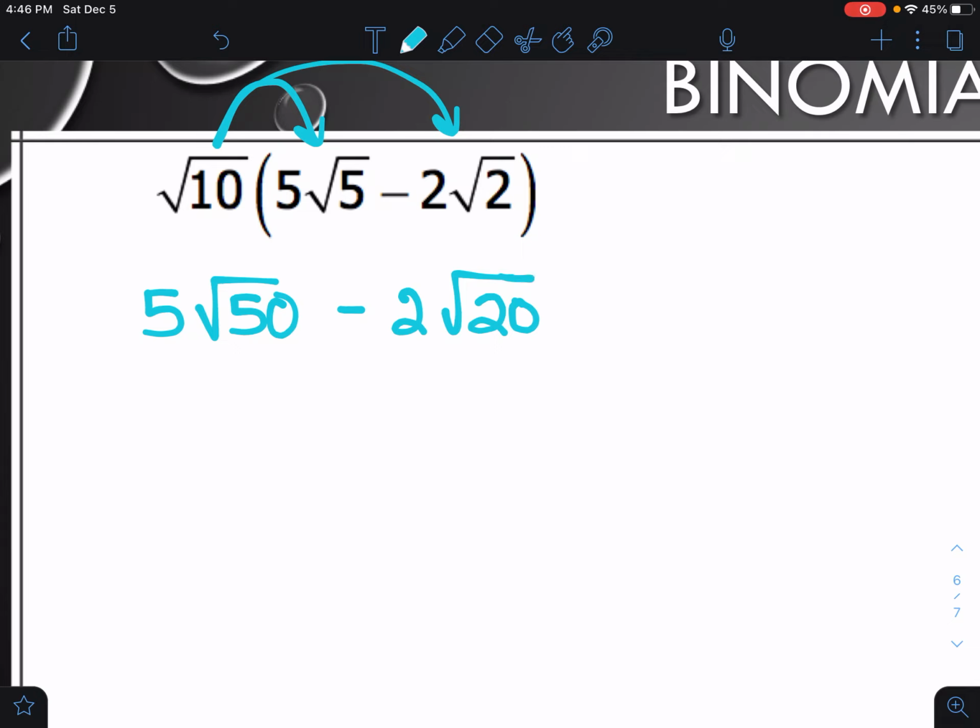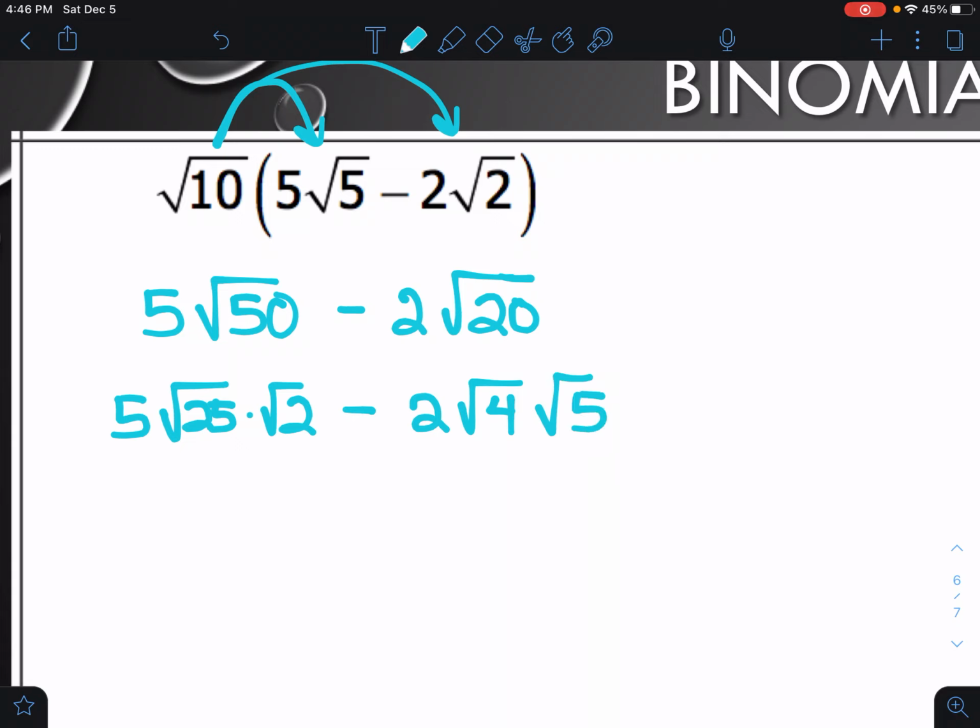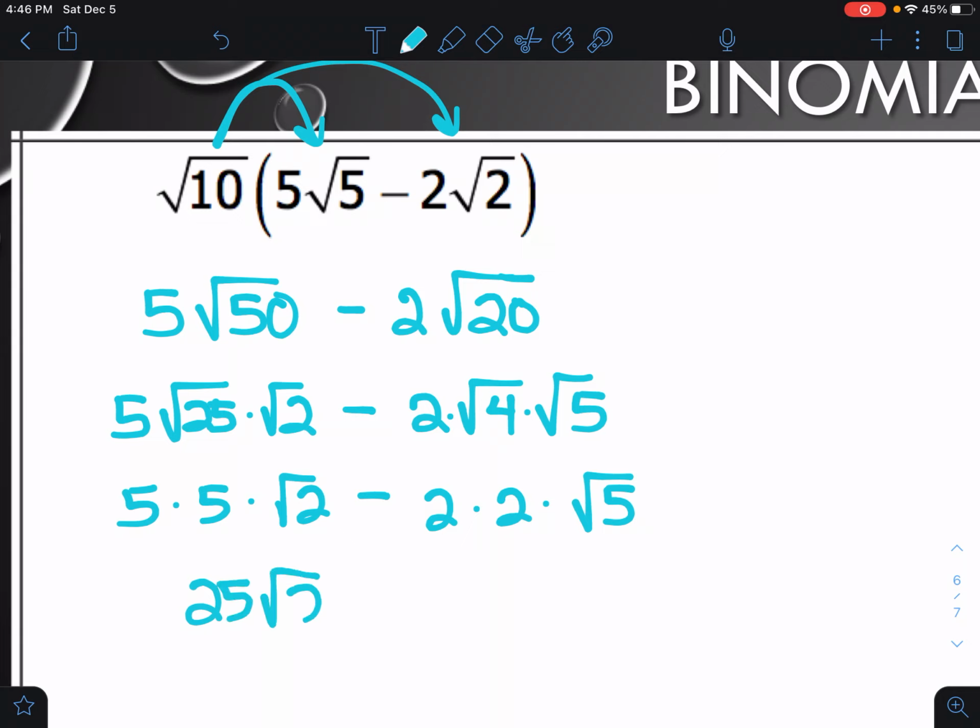Okay, and now I'm going to break apart. So this would be 25 and 2, and I guess 4 and 5. Okay, so now I have 5 times square root of 2 minus 2 times square root of 5. This would be 25 root 2 minus 4 root 5.